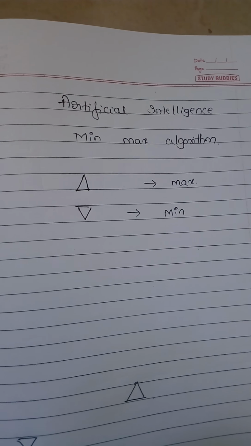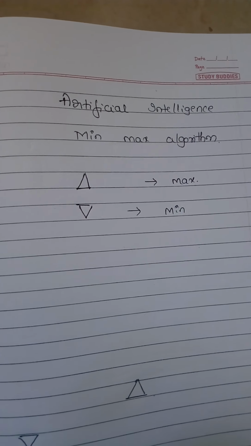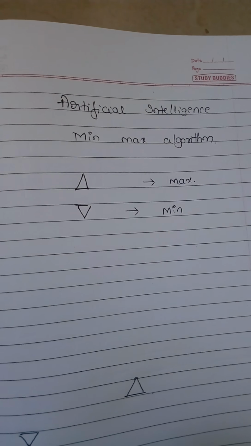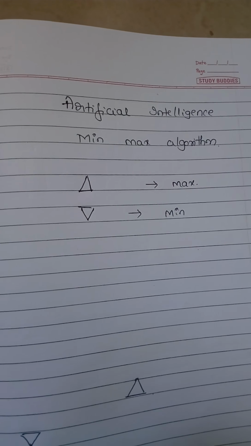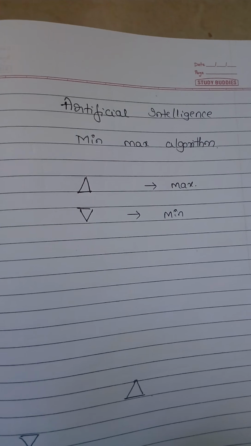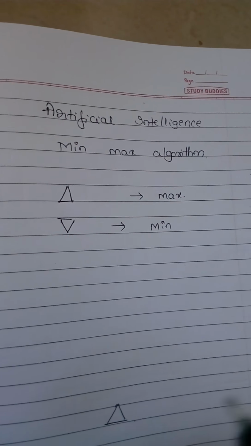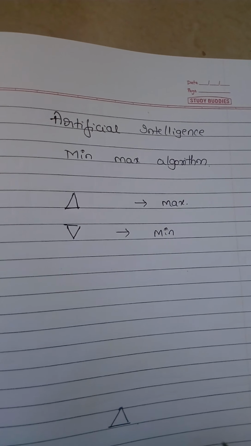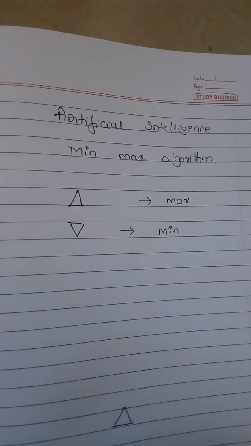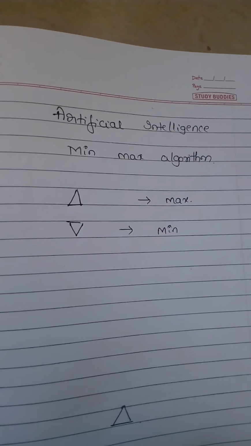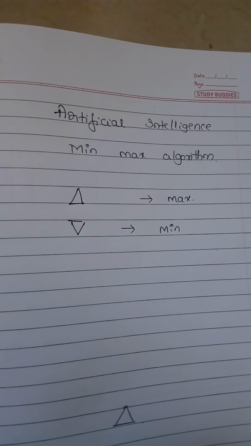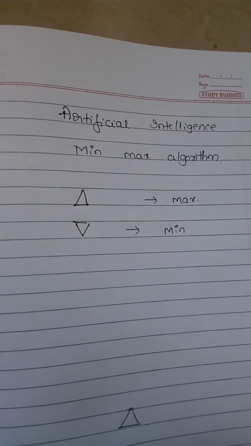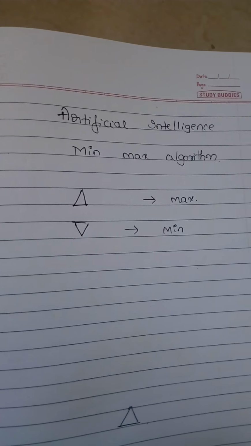This is Chashmish. In the last video we saw what artificial intelligence is and what its use is in the game field. So today it's a continuation of that part. In this video we will be seeing the min-max algorithm, which is useful for tic-tac-toe, which we saw in the last video. If you have not seen that video yet, I will be pasting the URL in the description box. Please do visit that video to understand it better.